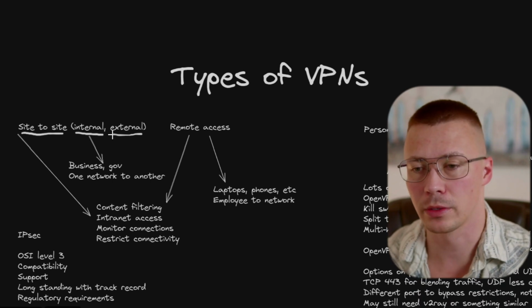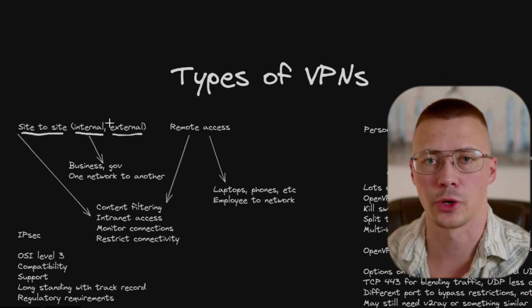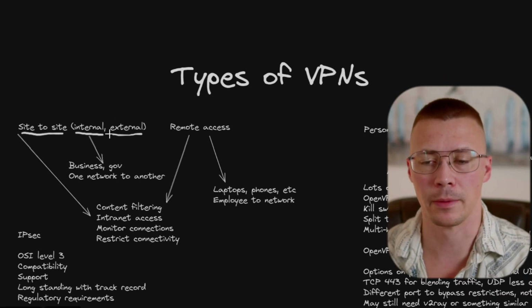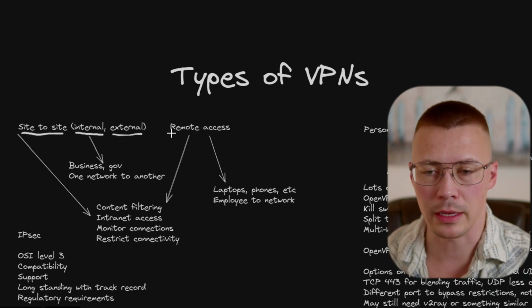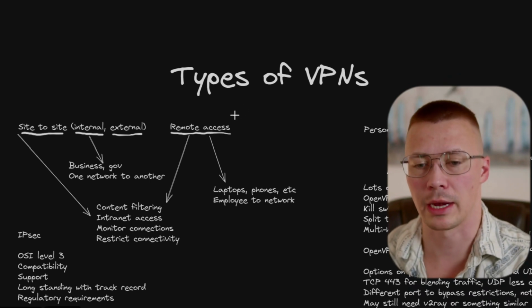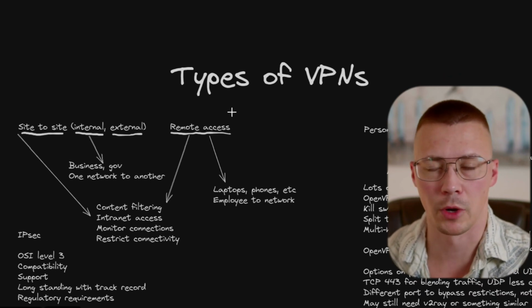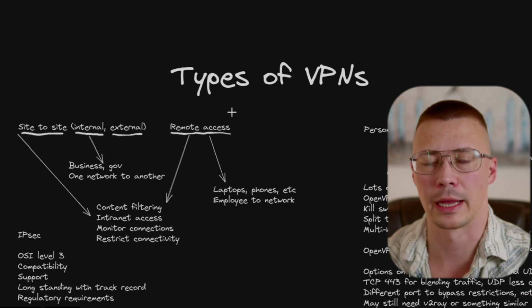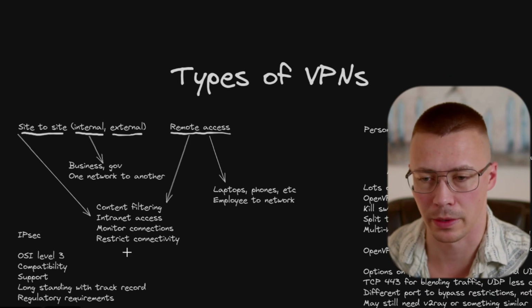And then external site-to-site would be one company that's sharing documents or an intranet or something of that nature with a different company to make things like file sharing and collaboration easier to do. And then the other thing that you'll see is remote access VPNs. These are typically what companies will set employees up with. So if they allow people to work from home, they send them home with a laptop or phone or something like that, they will give them a remote access VPN.